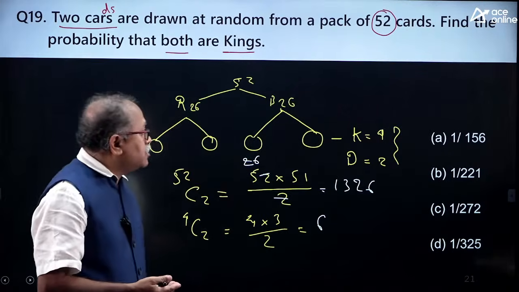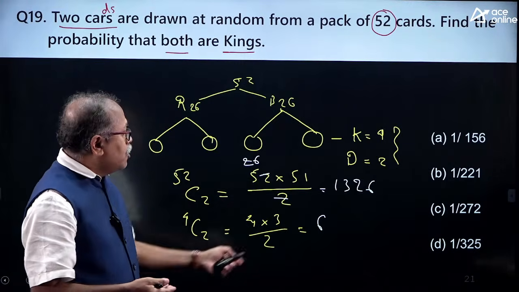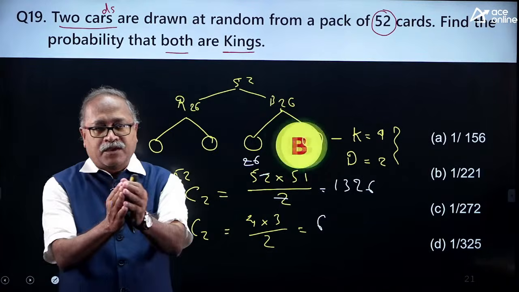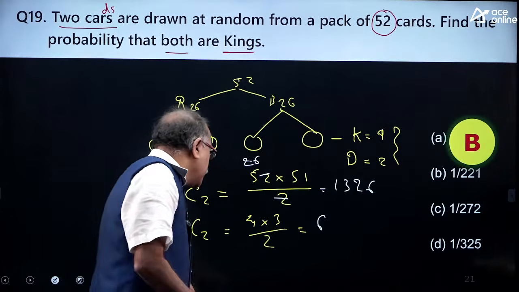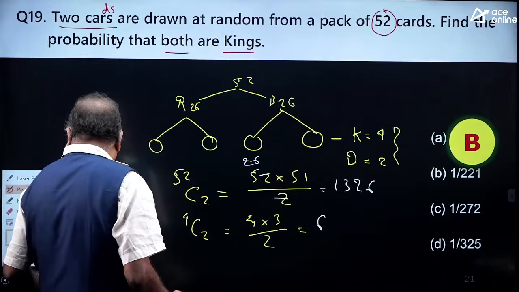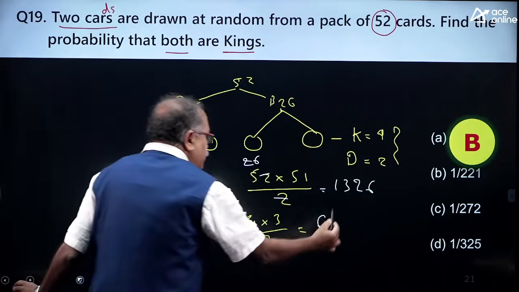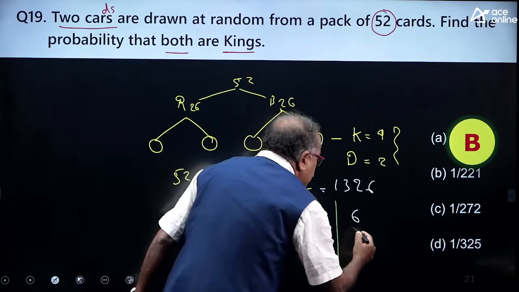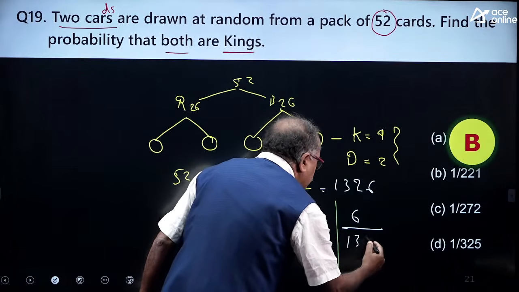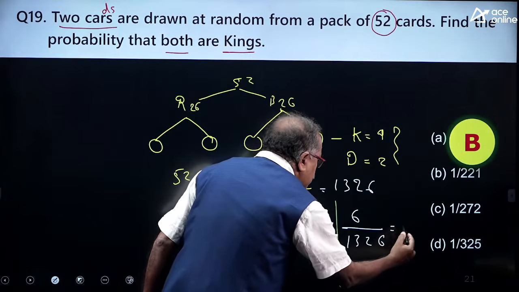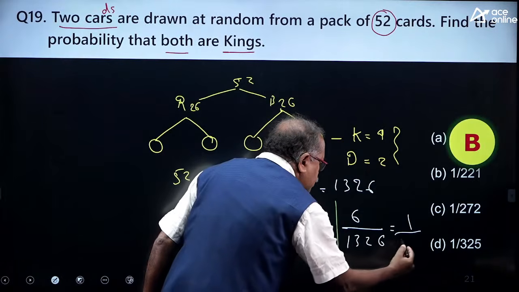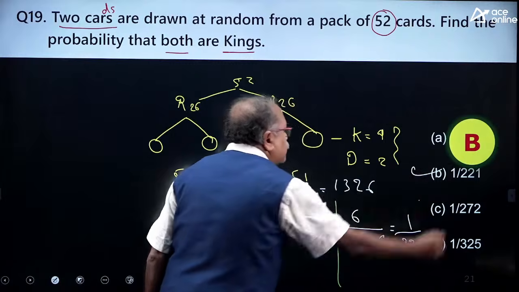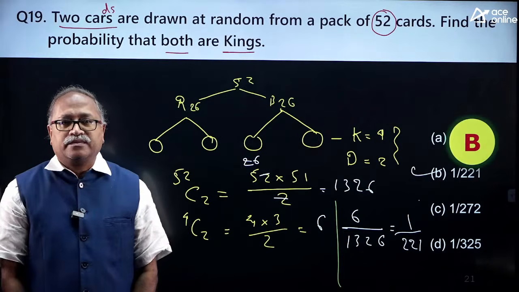Let me check this one. Option choice B, you said. So, option B. Well done, sir. Now I move on to the answer part, and the answer here is 6 by 1326, which is equal to 1 by 221. Rightly said, option choice B.